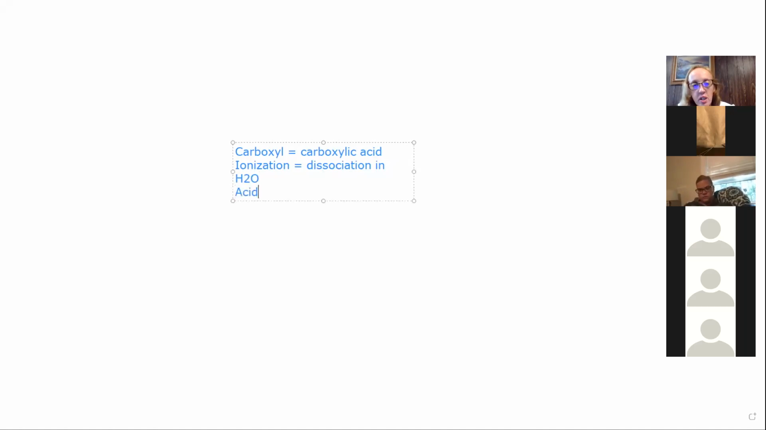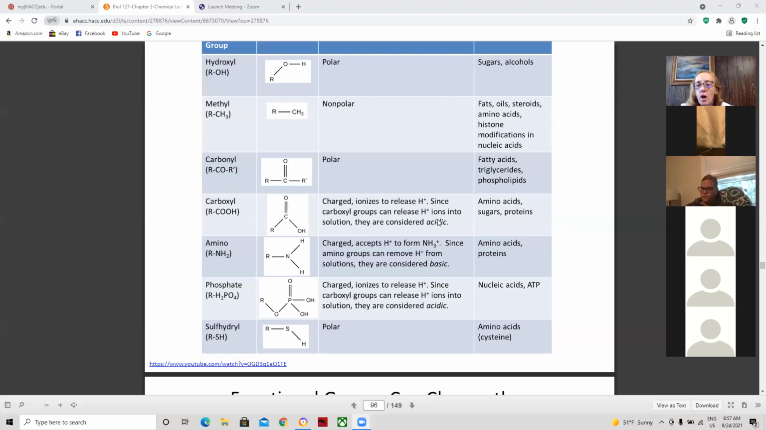So acids give up hydrogen ions. Bases take them up, or accept them. Accept hydrogen ions. With that in mind, carboxyl groups can release hydrogen ions into solution. That's why they're considered acidic.